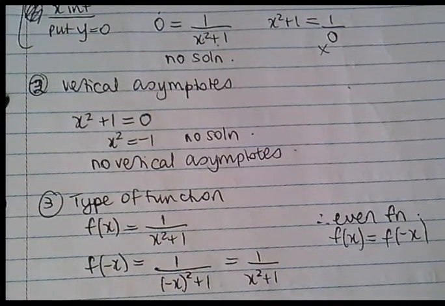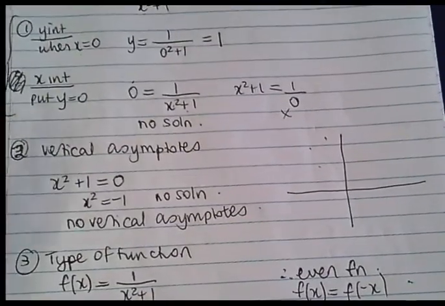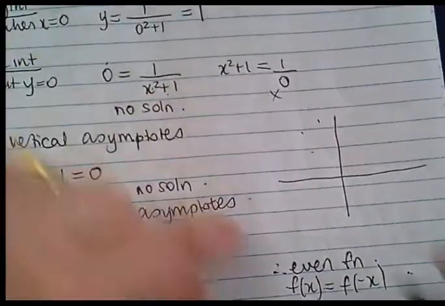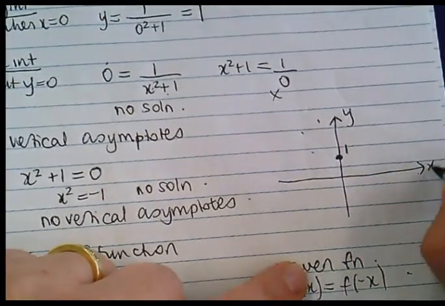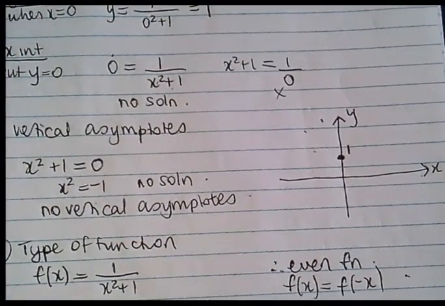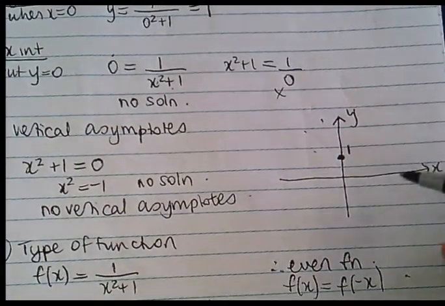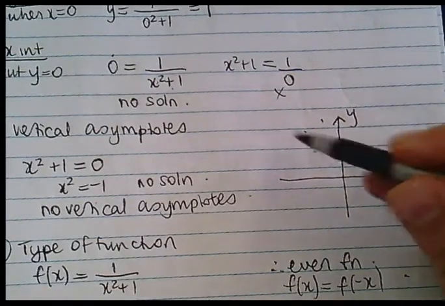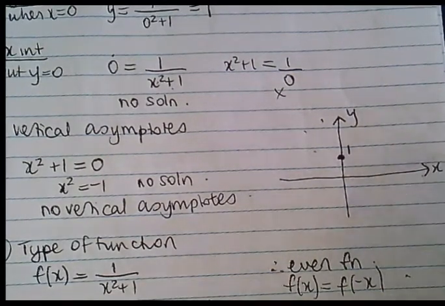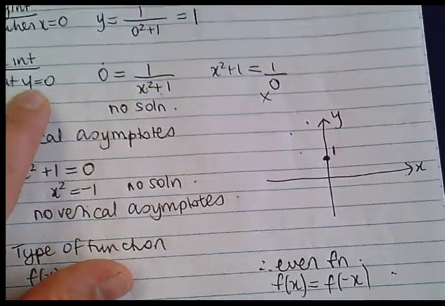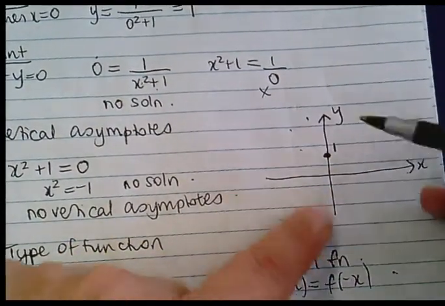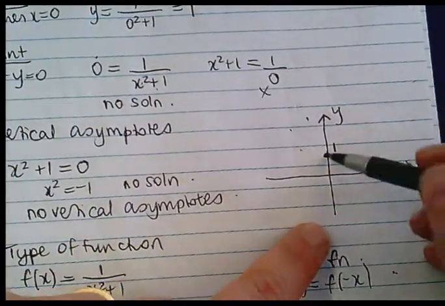Now, let's look at what I've got so far. I know that when x is 0, y is 1. That's my y-intercept. I have no vertical asymptotes. I don't have any dotted lines going down. My next step is horizontal asymptotes. I also have no x-intercepts, so the graph's either going to go up there somewhere or it's going to come down here.